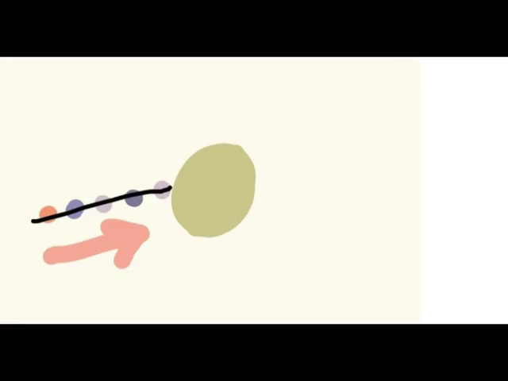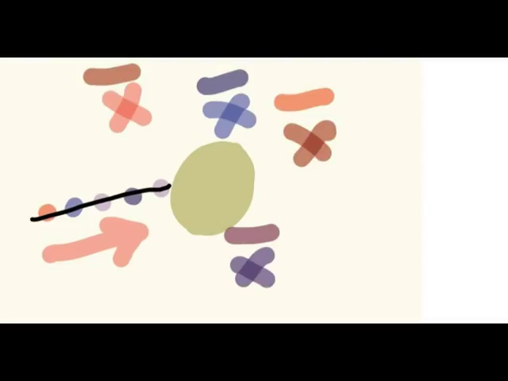Translation is the process by which the messenger RNA sequence of bases is transferred into an amino acid sequence. This occurs on particles called ribosomes, which may be free or may be on the rough endoplasmic reticulum. The ribosomes are surrounded by transfer RNA molecules.